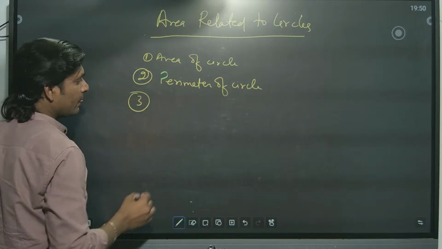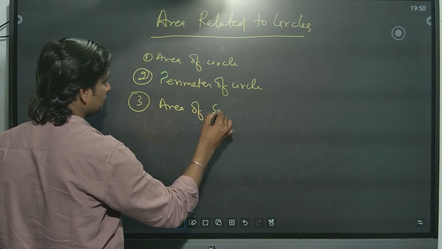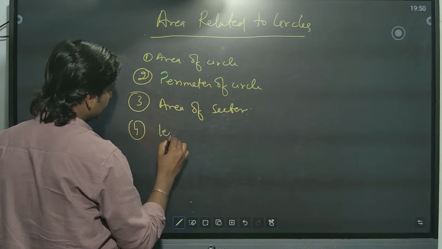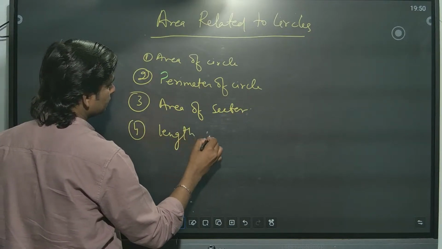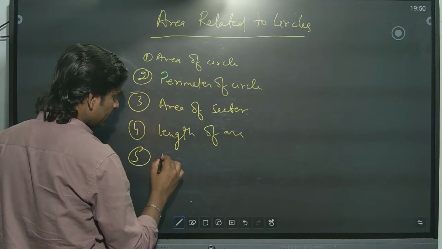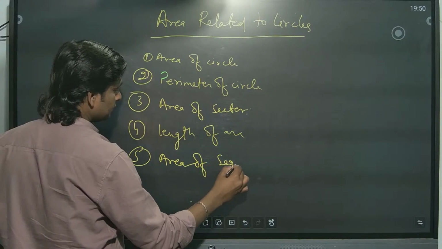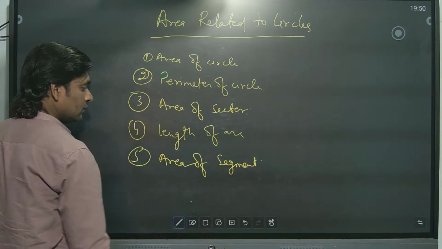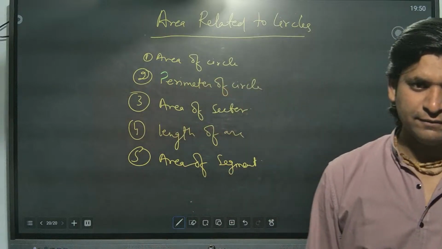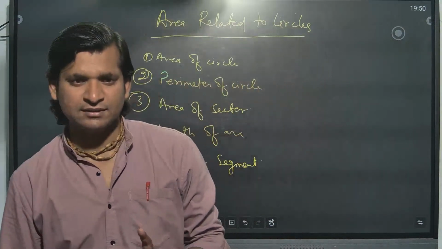Third, area of sector. Fourth, length of arc. Fifth, area of segment. So these are the 5 formulas which you have to learn from this chapter. So total around 48 to 50 formulas are there overall.